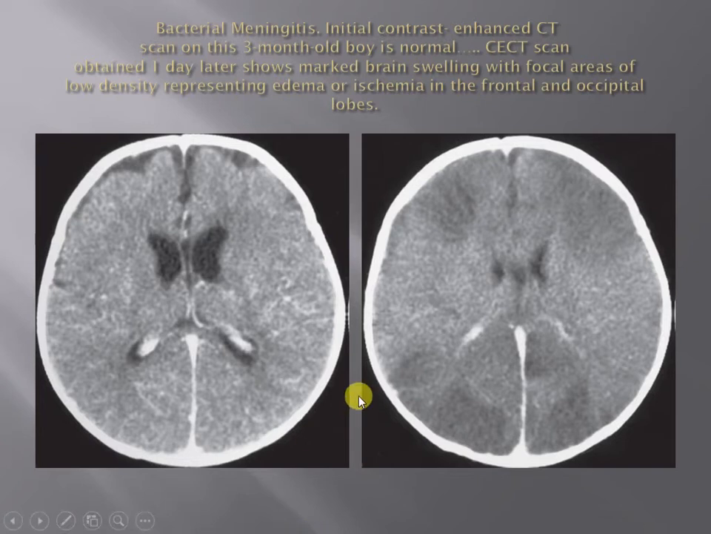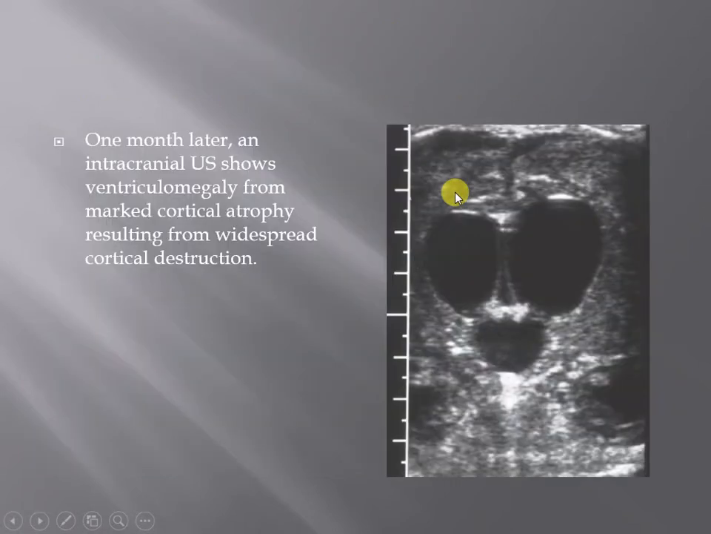Bacterial meningitis. The initial contrast enhanced CT scan of this 3-month-old boy is normal. Contrast enhanced CT scan obtained 1 day later shows marked brain swelling. Focal areas of low density represent edema and ischemia in the frontal and occipital lobes. One month later, an intracranial ultrasound shows ventriculomegaly from marked cortical atrophy resulting from widespread cortical destruction.